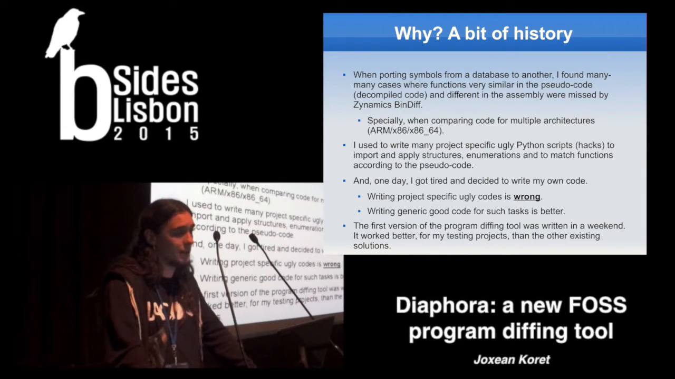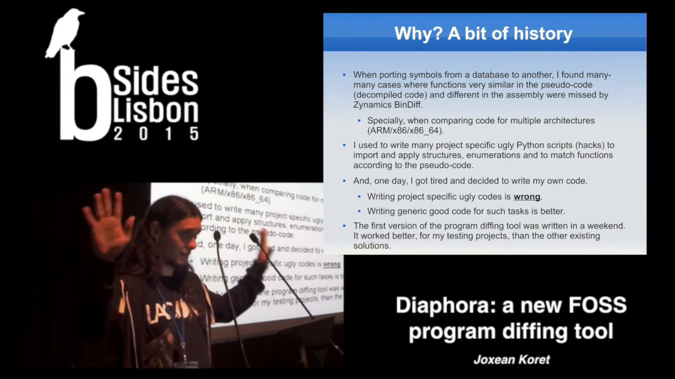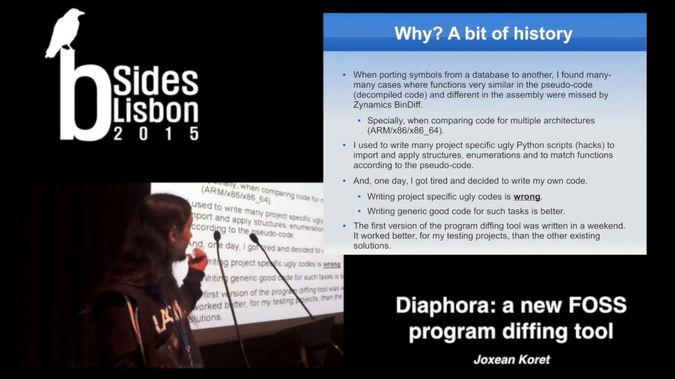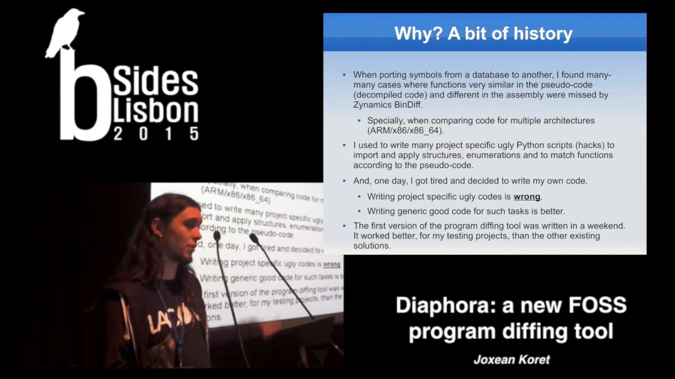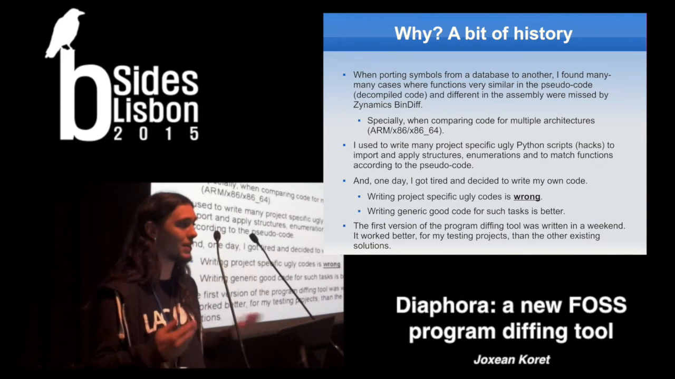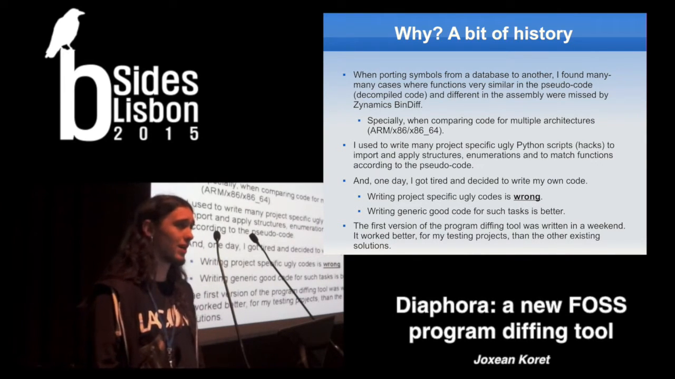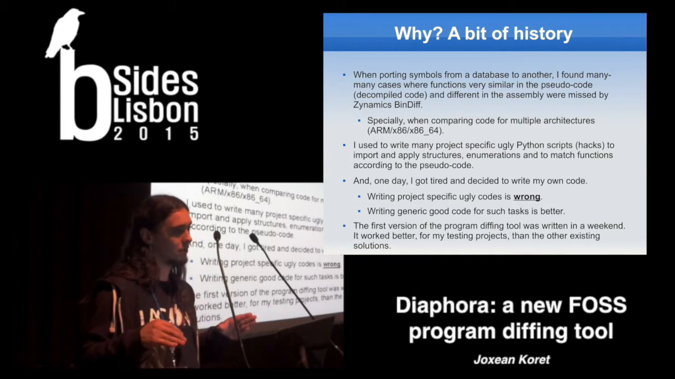So, when porting symbols from one database to another, I also found many cases where functions very similar in the pseudo-code, in the decompiled code, and very different in the assembly were missed by Zynamics BinDiff. If you press F5 or whatever, and you see that different functions at assembly level actually translate to the same C code, you know that it's the same function. But BinDiff or other tools didn't apply any heuristic using the pseudo-code. I wanted to use it because I knew it would give better matches. Also, BinDiff used to work really badly when you were matching, for example, one program for ARM and one program for AMD64. Not comparing the same architectures, but different architectures.